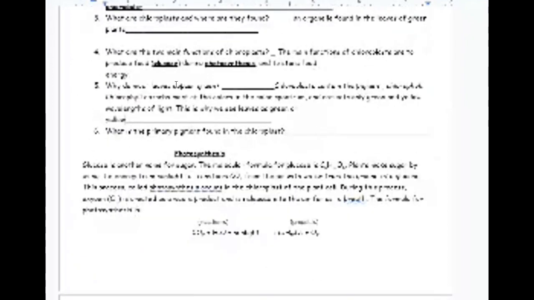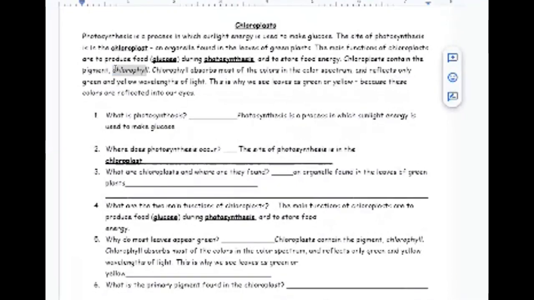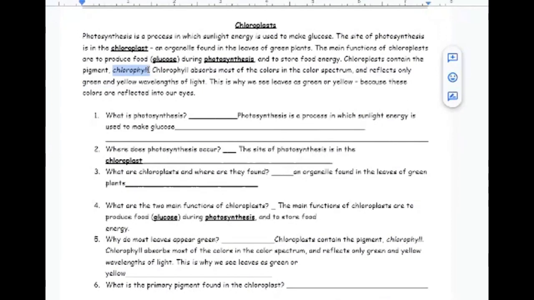What is the primary pigment found in chloroplasts? Well, we just did that. The primary pigment we just had is chlorophyll. So what I'm doing is I'm just copying this word. That's all it's asking. Read the question.